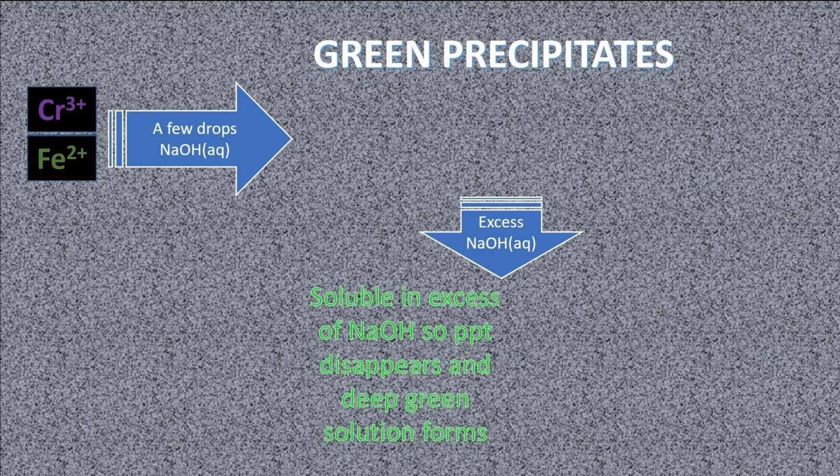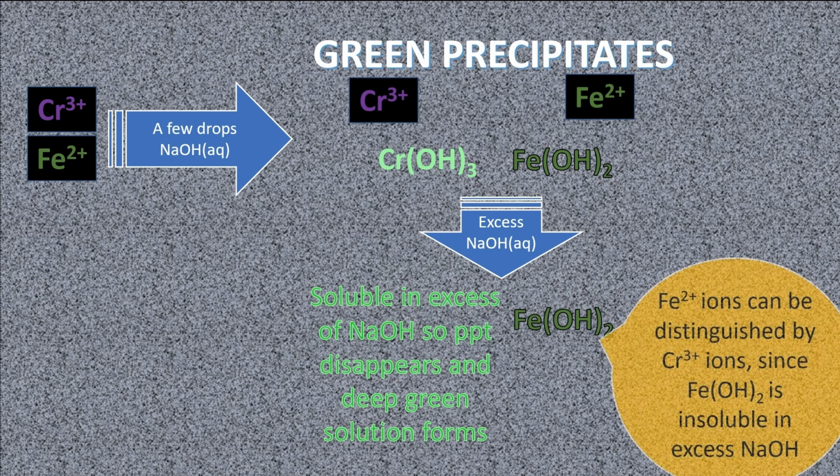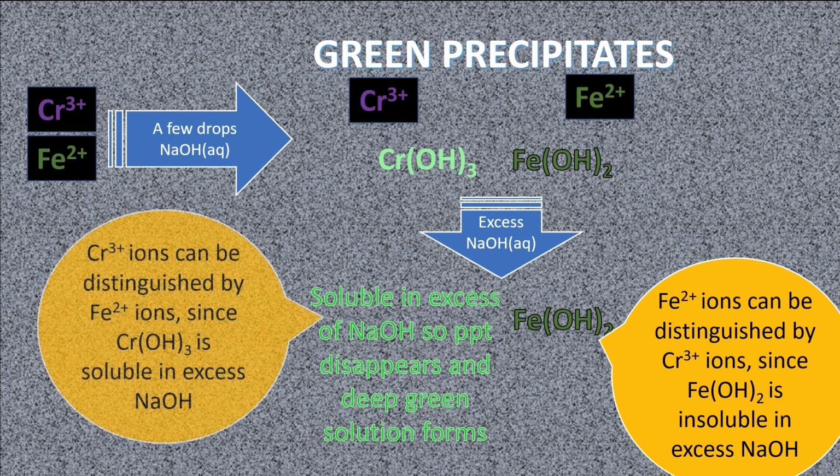Iron 2 ions can be distinguished from chromium 3 ions since iron 2 hydroxide is insoluble in excess sodium hydroxide. Chromium 3 ions can be distinguished from iron 2 ions since chromium 3 hydroxide is soluble in excess sodium hydroxide.